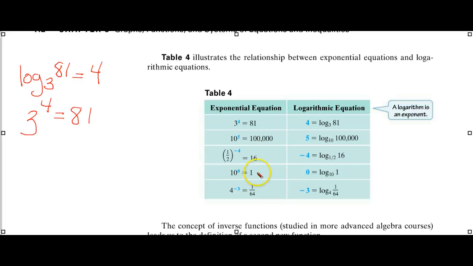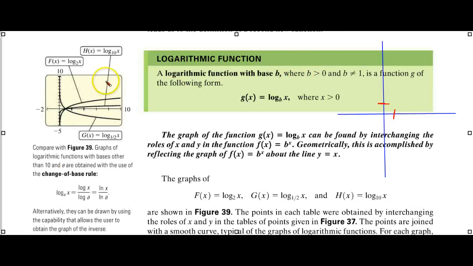Now here, this one's a little tricky, because our base is 10. Let's do that. Our base is 10. The exponent is to the 0 power. And our answer is 1. Anything to the 0 power is 1. Okay, and we can go through these, but you see them. We're going to let you do some. Now, we'll look at this graph in a moment here.